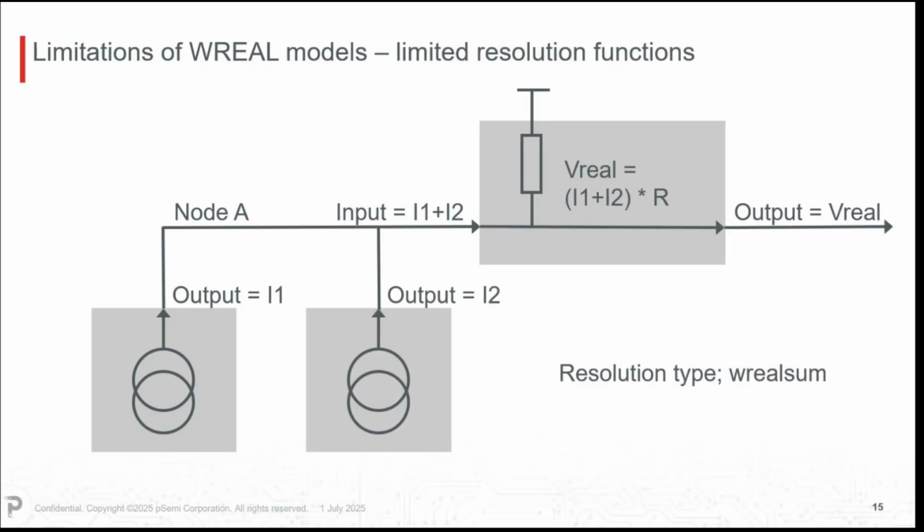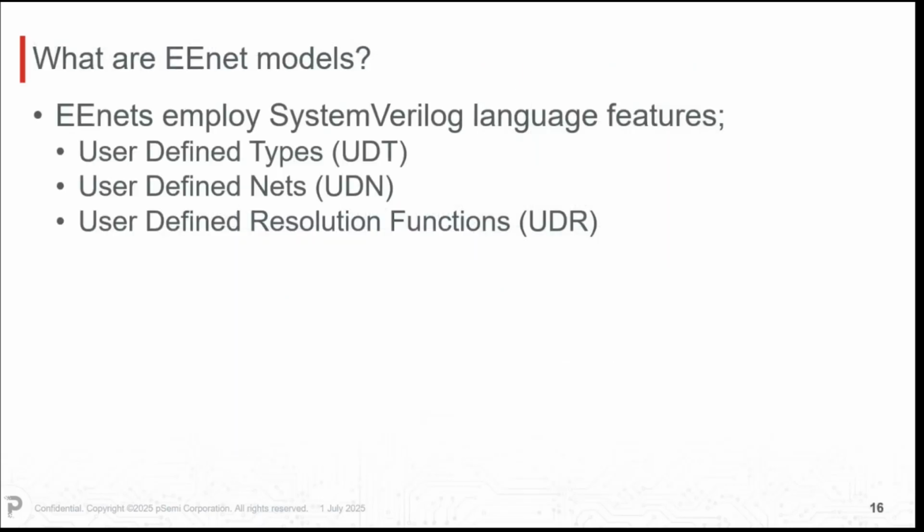The other challenge is that with the traditional single value real models, there were limited resolution functions. We could set, for example, some global resolution function, for example, wreal sum to add them up, but we didn't have much flexibility. And as was mentioned in the presentation earlier, using user-defined nets and types gives the opportunity for custom resolution functions. So in this particular project, Paul started off by looking at using the EEnet models.